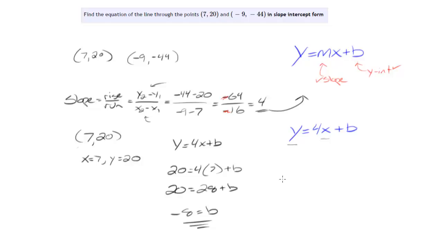Now that I have that, I now have the final form of this linear equation. It's y equals 4x plus -8, or 4x minus 8. That is the equation for this line in slope-intercept form.